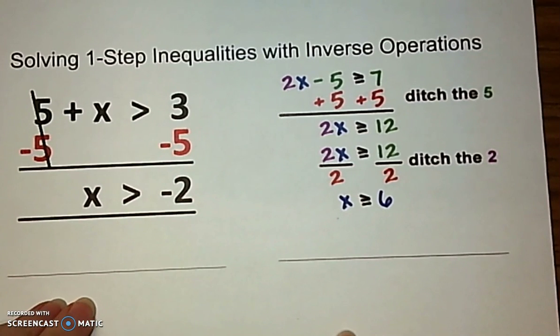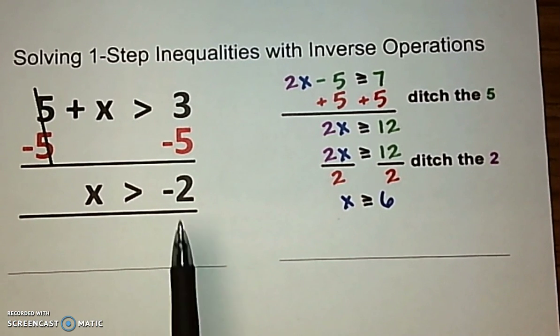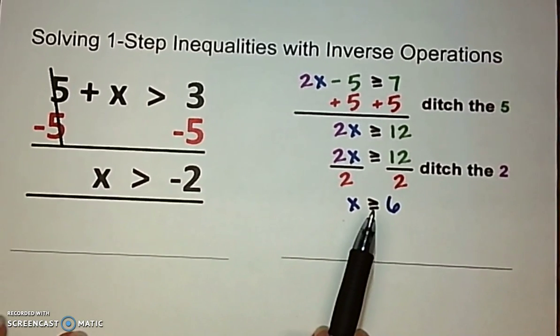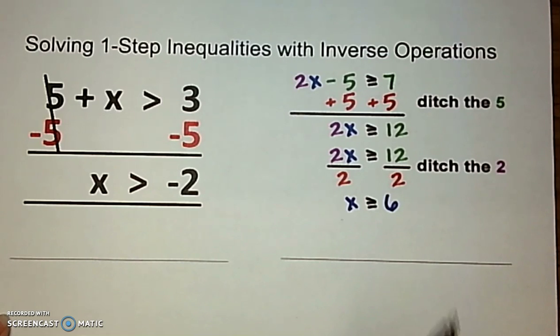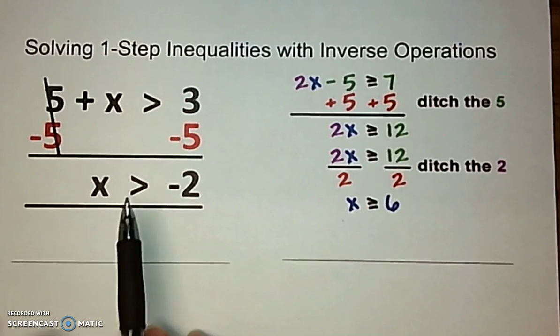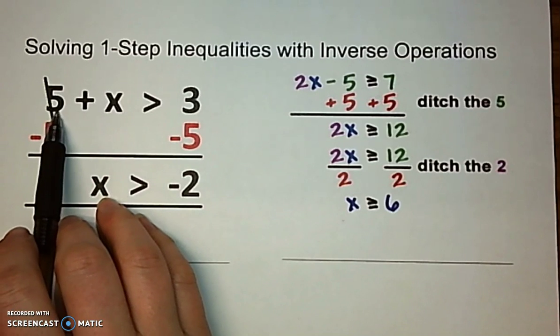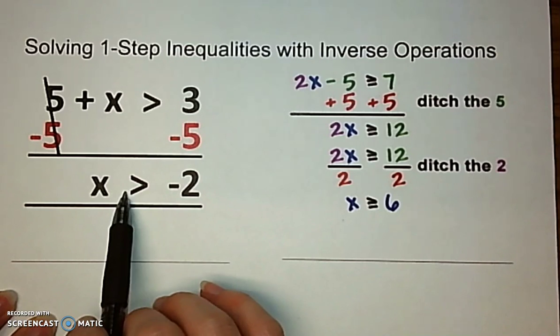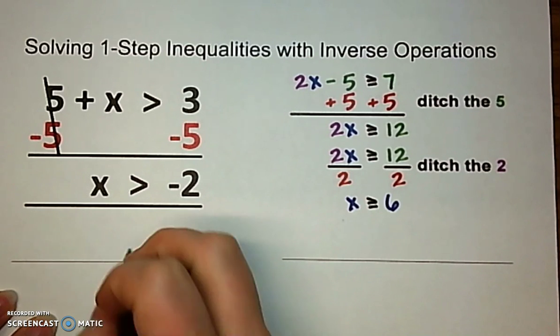Last thing we're going to talk about are inequalities. I'm going to show 2 different inequalities here. This is a 1-step inequality. This is a 2-step inequality. And if you understand how to solve equations, these are exactly the same, only instead of an equal sign, I have an inequality sign. So I'm going to go ahead and subtract my 5 here from both sides. And I end up with x is greater than negative 2.